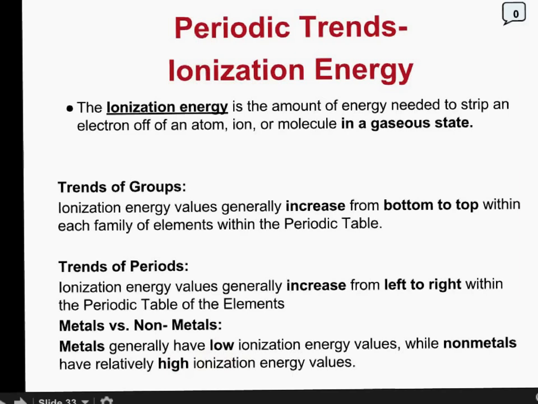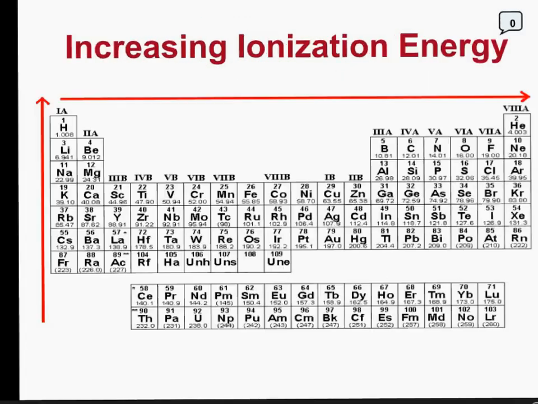The big thing you have to remember here is gaseous state. They're looking for electrons in that gaseous state. So the amount of energy you need to strip an electron, meaning if they want to just take one, they're going to do it. So again, ionization energy increases left to right across the period and bottom to top. And here is a periodic table showing you those trends again for increasing ionization energy: bottom to top, left to right.